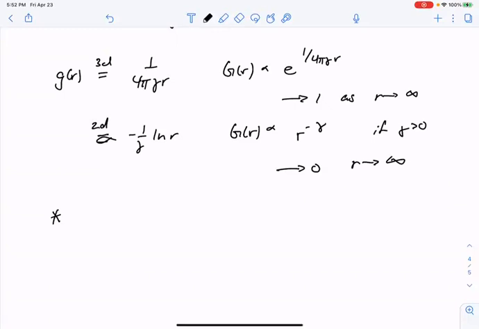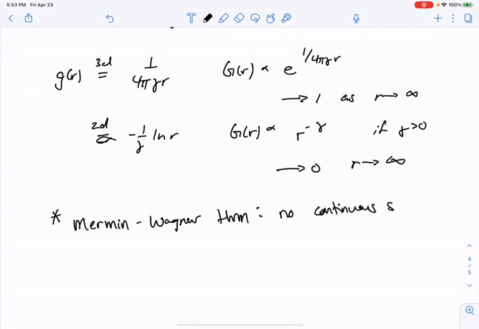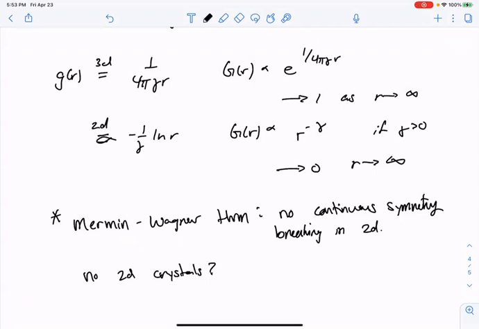This observation that continuous symmetry breaking is not possible in 2 dimensions is known as the Mermin-Wagner theorem. Strictly speaking, it says that there are no crystals in 2D. There's no continuous symmetry broken states in 2 dimensions. That should feel a little odd. I'm sure all of you can name your favorite 2-dimensional crystal. Mine would be graphene. That certainly exists, so what gives?